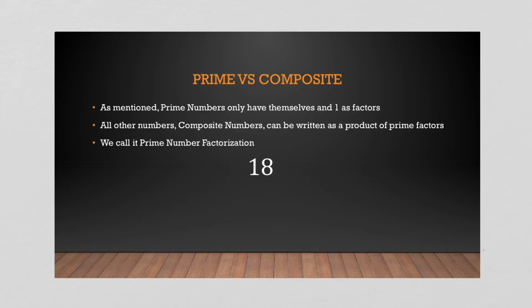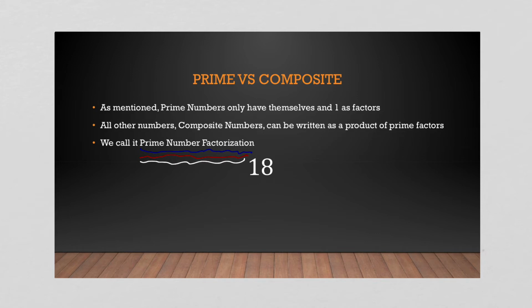And by a few minutes, I mean right now. So prime numbers, if you're not prime, you are what is called composite. So 18 is a composite number because it's not a prime number. Now, what every single composite number can be is written as a product of primes. We call this prime number factorization. So we factor a number down into a product of primes.